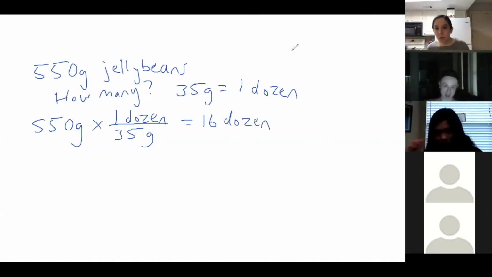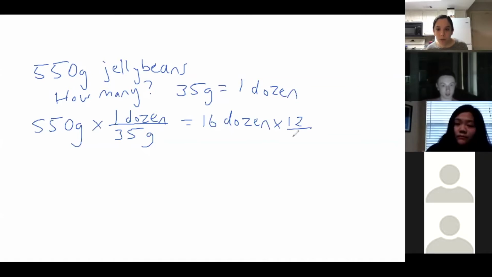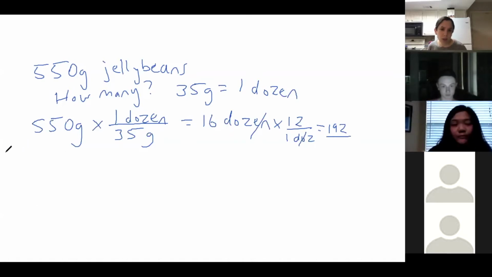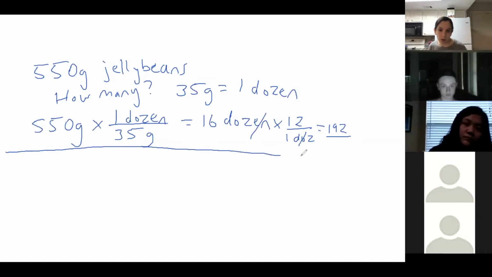Now it's more useful though to know how many that actually is. So we would multiply this by 12, to get how many that actually is. That's 192. So that's a jelly bean example. We'll use the same thing with atoms.